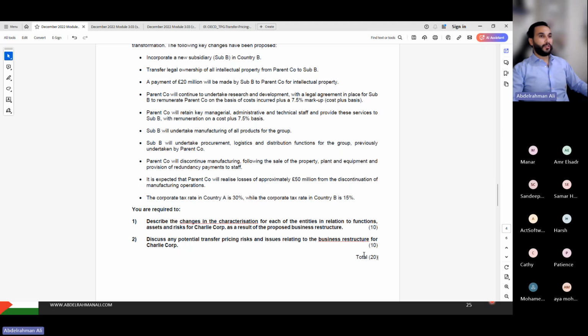In the second question, because it's 10-10 for each of the 20 marks, 50%, 50%, the second question is asking you, as an exam attendee, to discuss any potential TP risks and issues relating to the business restructure. From the questions, I could formulate a view that there is a change in characteristics for each of the entities, meaning that the functions, assets, risks have been changed for this group. And there has been some business restructuring that affected, if there is any, transfer pricing risk or issues. So now I can read with the end in mind, read with the answer I'm trying to draft.